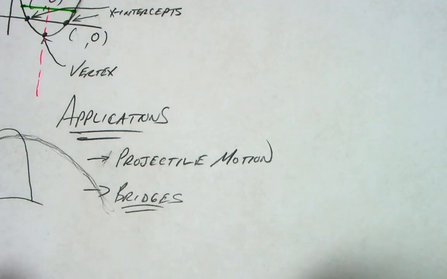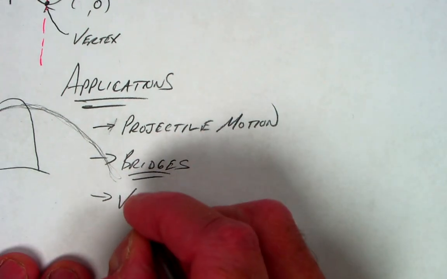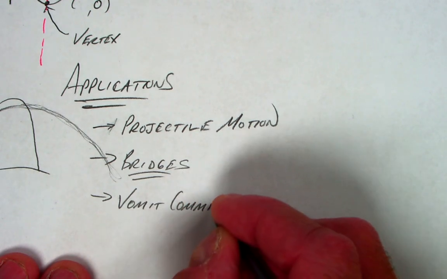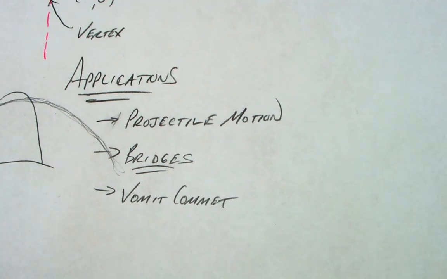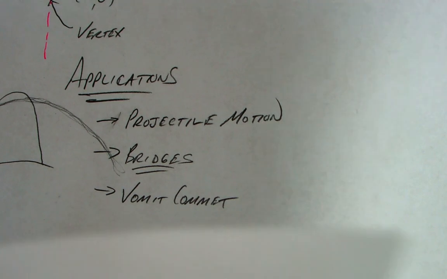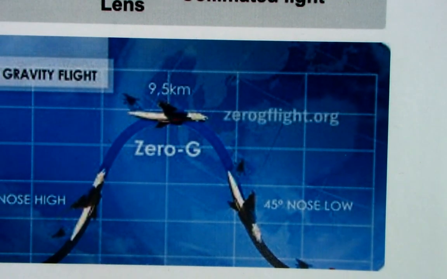Okay. I'm going to go ahead and I'm going to put it this way. Vomit comet. Okay. Now, vomit comet is kind of a crude term that's used in the field for when you're giving somebody training as far as weightlessness goes.